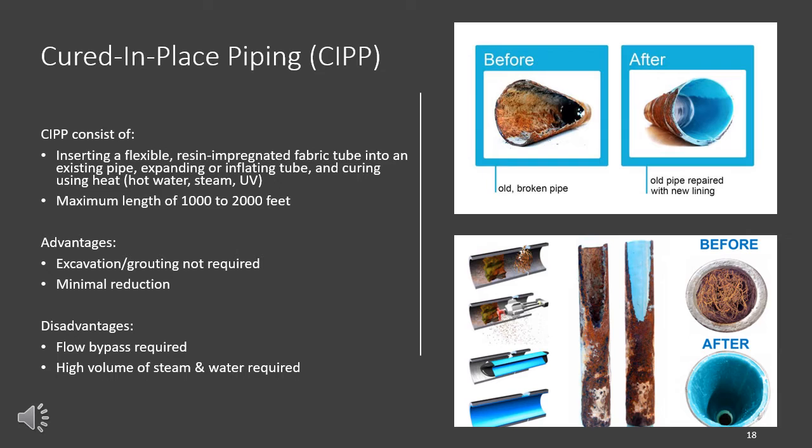The advantages of using this trenchless renewal method are that excavation and grouting are not required, and there is minimal disruption. Not only that, but this method enables you to fill the cracks and repair the gaps by moving through the pipe defects. Now, the disadvantages, however, of using this technology are that a flow bypass is required and a high volume of steam and water is required for us to expand the tube and cure it. Now, this can be used for structural and non-structural purposes.